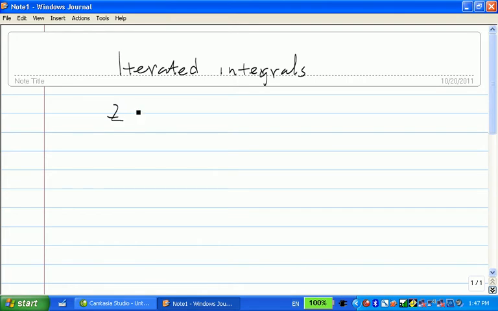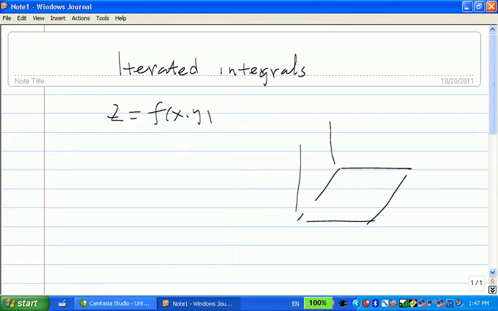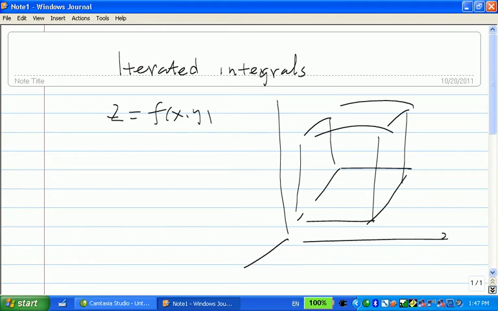For given function z equals f(x,y), the double integral, think about it over a rectangle. Okay. Domain is rectangle. This surface is f(x,y). Now we want to find the volume under this surface.